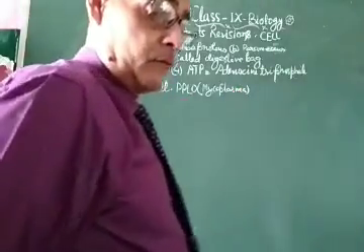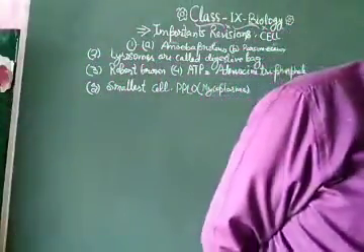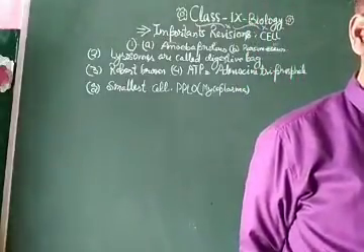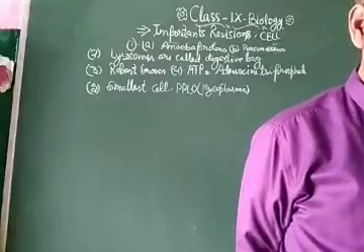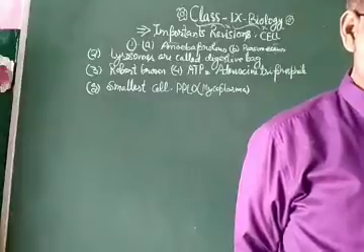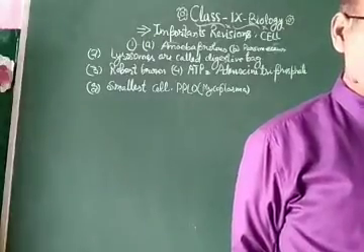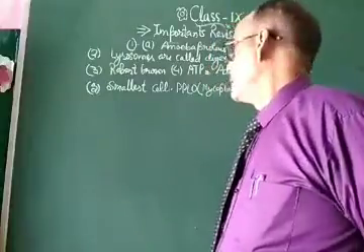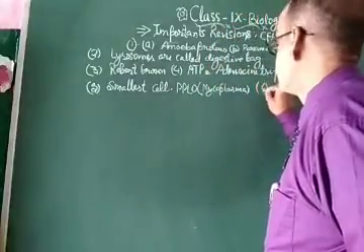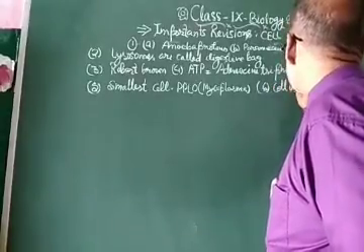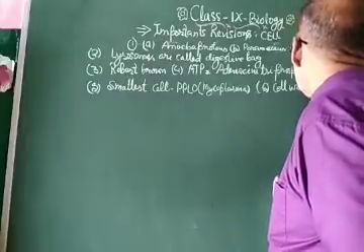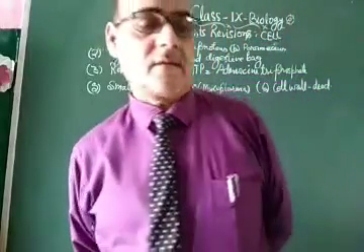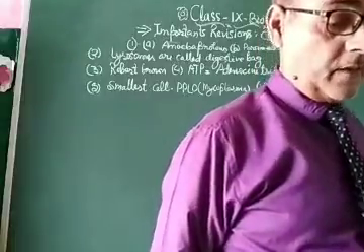Okay. Now, my dear students, another question: is the cell wall living or dead in plants? The cell wall is the dead part, made up of cellulose, lignin, chitin, etc. That is the outer covering of the plant cell.